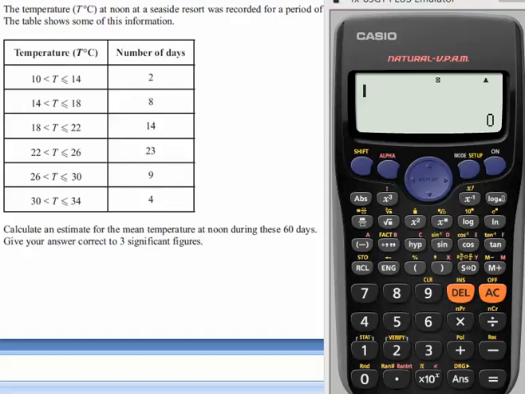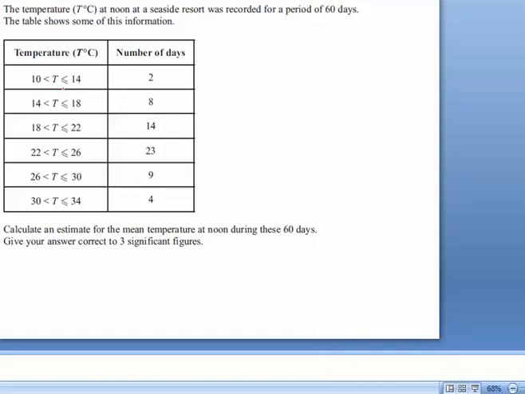In this video I'm going to show you how to find an estimate for the mean from a grouped frequency table. First of all, it's a grouped frequency table. You can see here more than 10, less than or equal to 14. So these don't overlap, because this next one is just more than 14. So why is it an estimate?